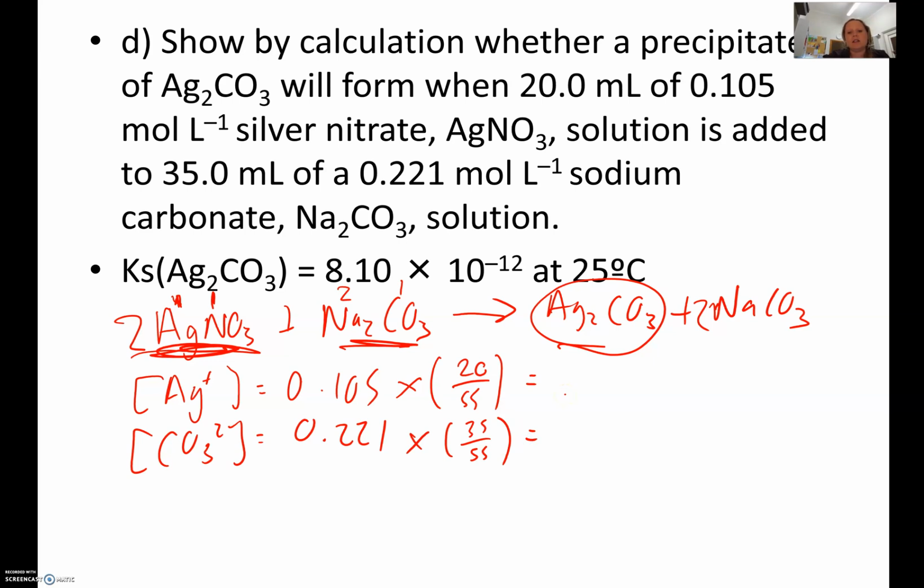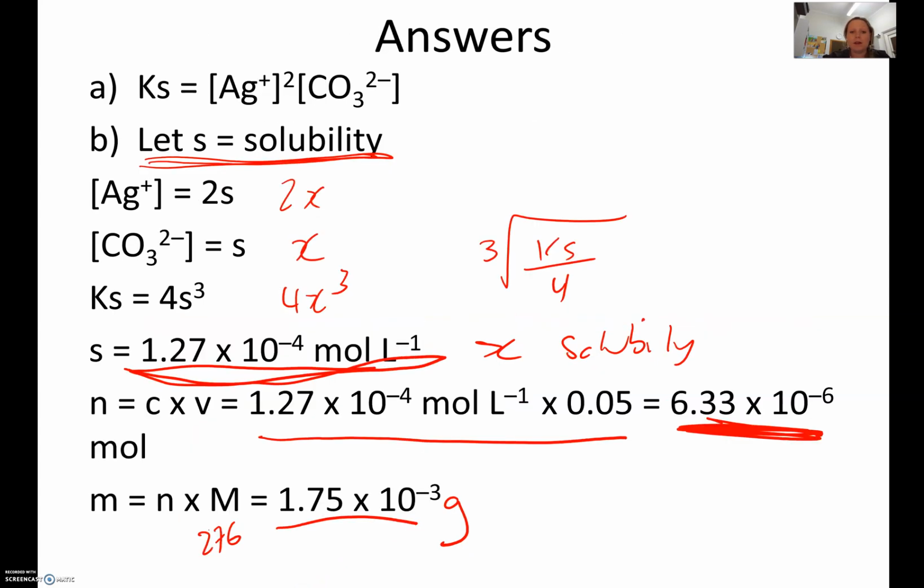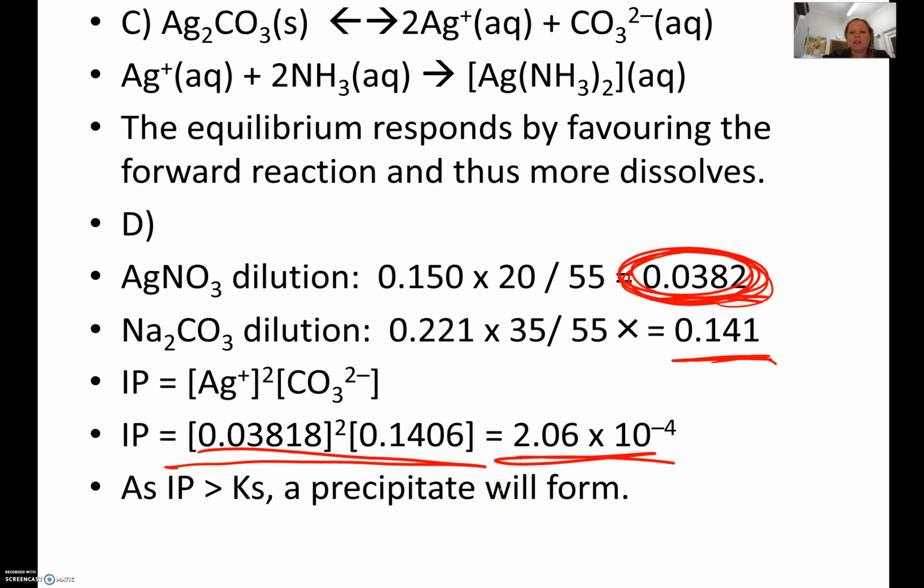I'm going to switch slides so you can see those diluted concentrations, but the next step would be just to plug them into the IP, which is the same as the Ks expression, so it would be [Ag+]² times [CO3²-], and then we compare it to the Ks to see which one's bigger. So here are the dilutions. We plug them into the Ks. Key thing is that you don't need to times the silver by 2, because this is actually the concentration of silver that we've got. And the IP is 2.06 times 10 to the negative 4, which is way bigger than that Ks, and therefore we will see a precipitate.